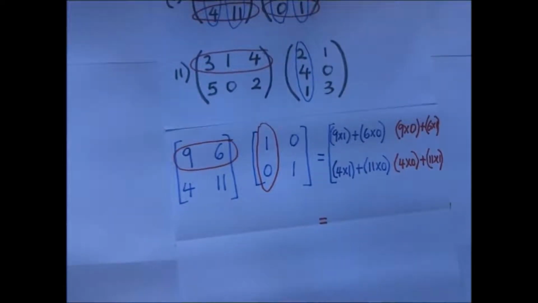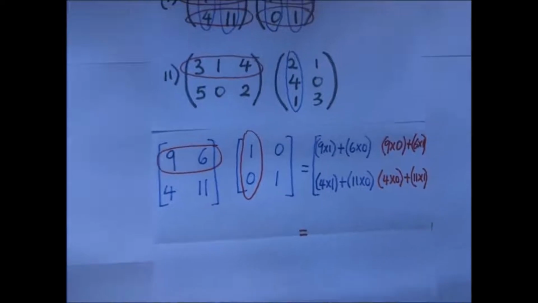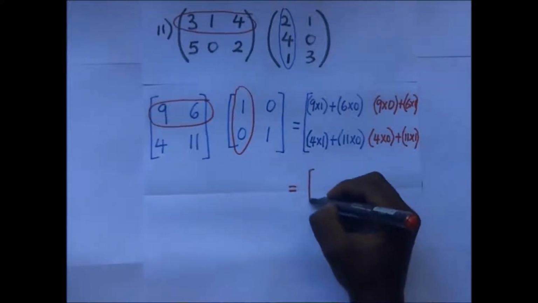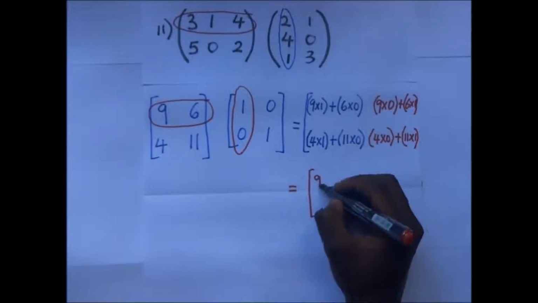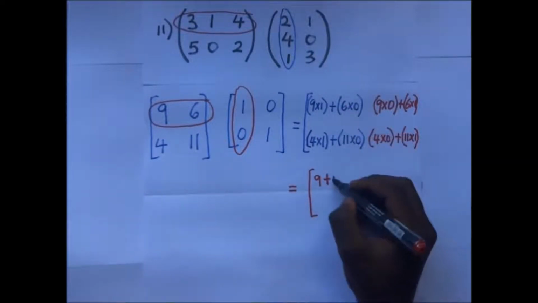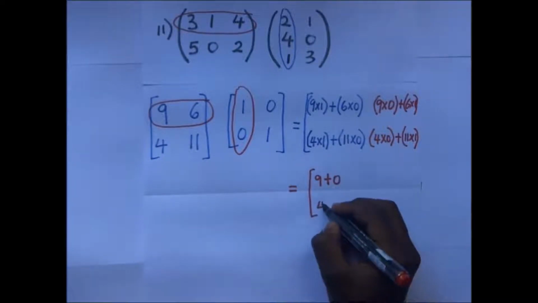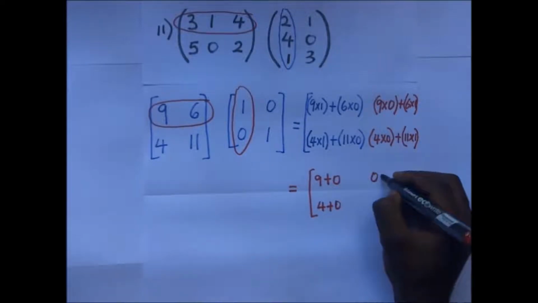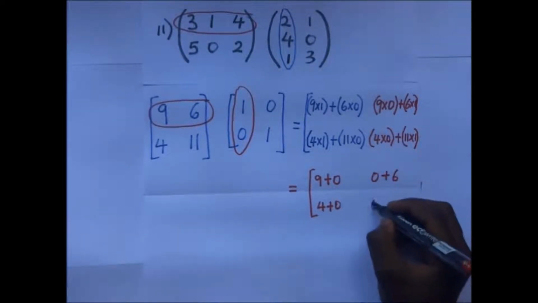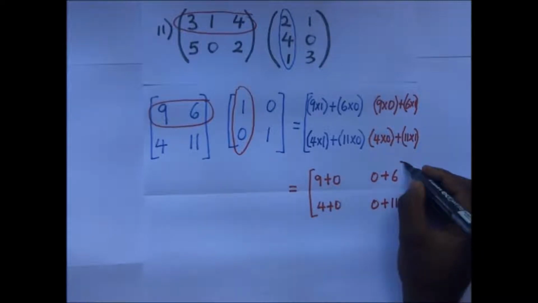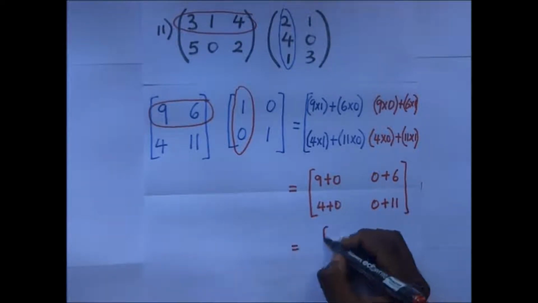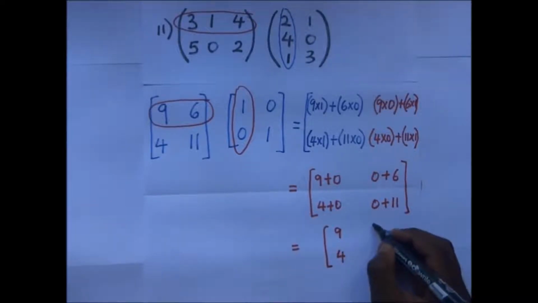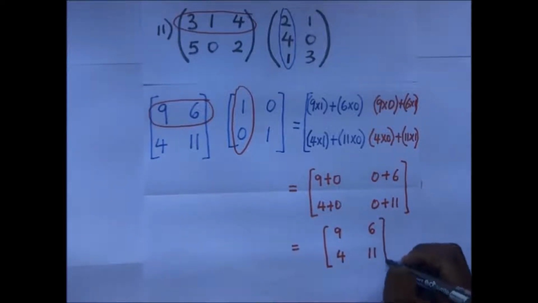Then after doing the row by column multiplication, we shall get our final answer. So the rest is math. It's going to be 9 times 1, which is 9, plus 6 times 0, which is 0. Then down here it is 4 plus 0. Then up here is 0 plus 6. Then down here is 0 plus 11. And our final answer here will be 9, 4, 6, 11.